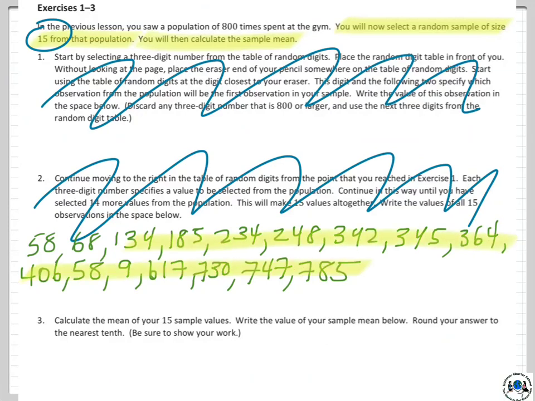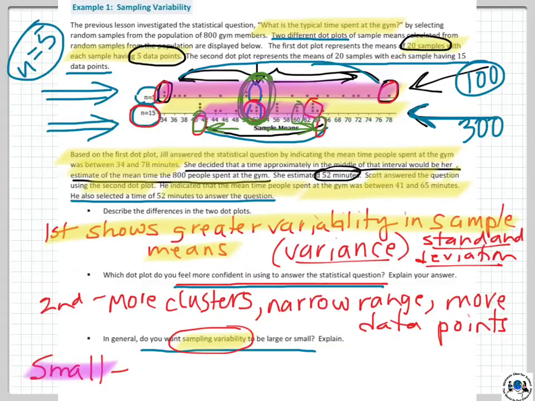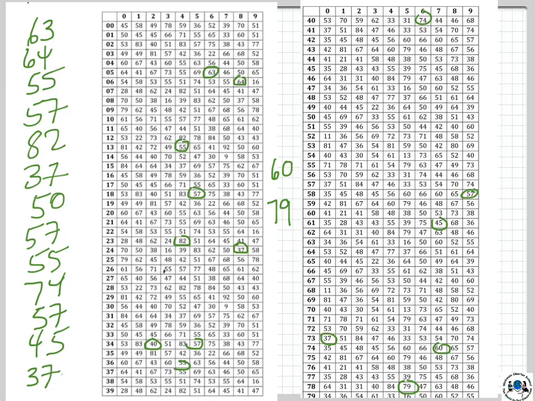They came out to be this. You don't need to worry about this because I already figured those out. Here are my 15 times that I came up with on this chart of 800, starting from 63 and on the way down. If you want to pause here, you can find the mean and see if you are calculating it correctly. I'm going to add all these up and divide by 15, so I'm going to do that right now.